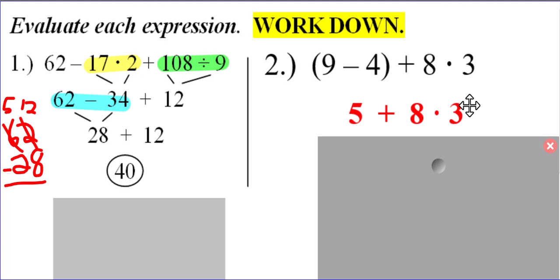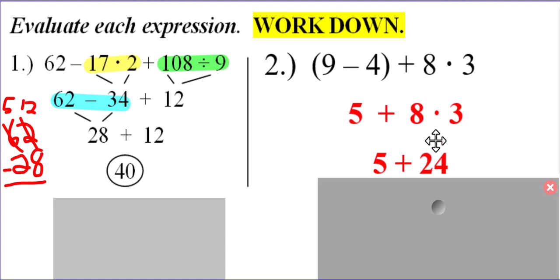No. So I go to the next thing in order of operations, multiplication and division. Do I have any of that? Well, yes, I do. 8 times 3. What is that? Hopefully you know your times tables. Boom, 24.